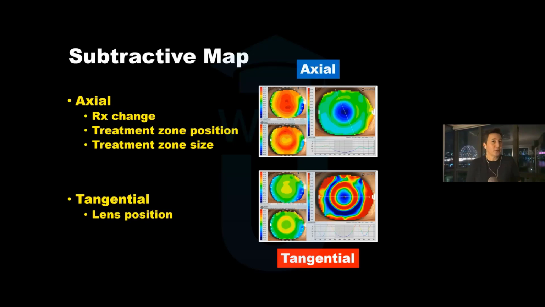If it appears to be the same between two visits, maybe the cornea has stopped changing. So the subtractive map tells us, in axial interpretation, the refractive change, the treatment zone position, and the treatment zone size. When we switch the interpretation to a tangential map, it tells us the lens position in the closed eye environment. So do not, whatever you do, use one single topography. Use the subtractive map that draws together multiple topographies to interpret how the eye has changed.